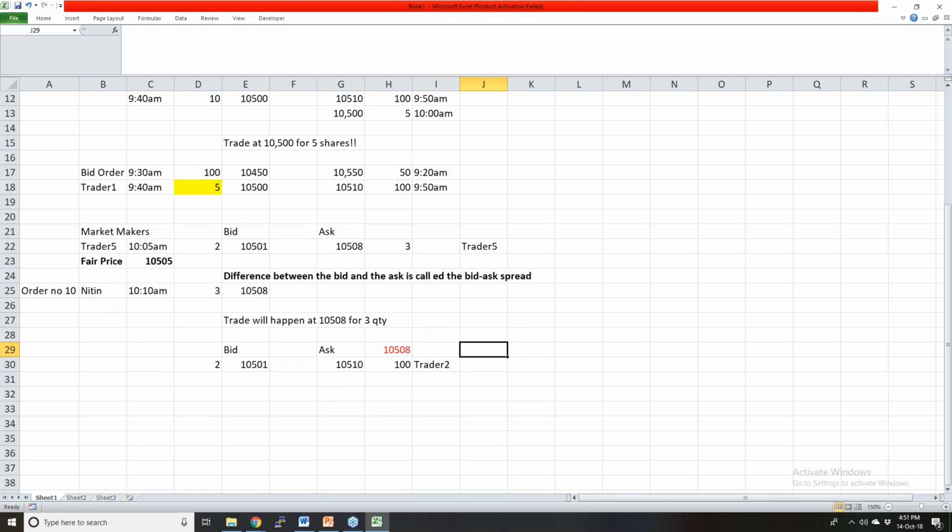Do we get the historical data for bid and ask? Yes. If you pay, you can get anything.